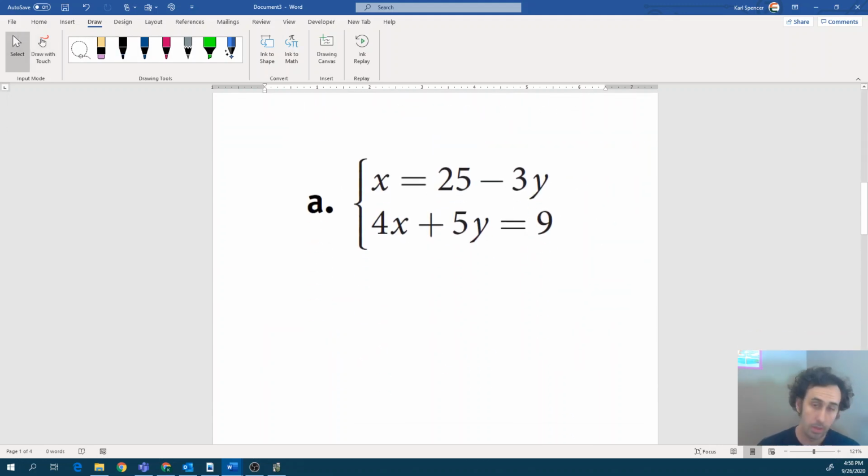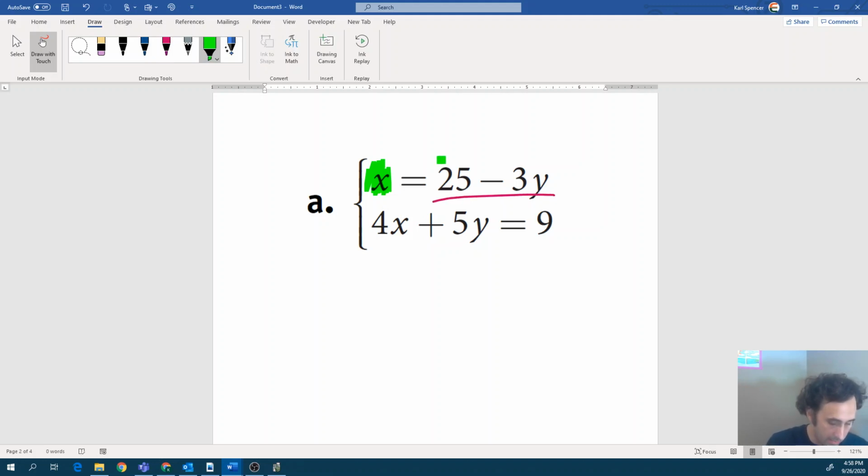So here we go. Let's use the substitution method. The first thing we're going to do in the substitution method is look to see if one of our equations has a variable by itself. In our first equation, we happen to have a variable, in this case x, by itself. So I'm going to take what x is equal to, in this case 25 minus 3y, and I'm going to substitute it in for the value of x in the other equation.